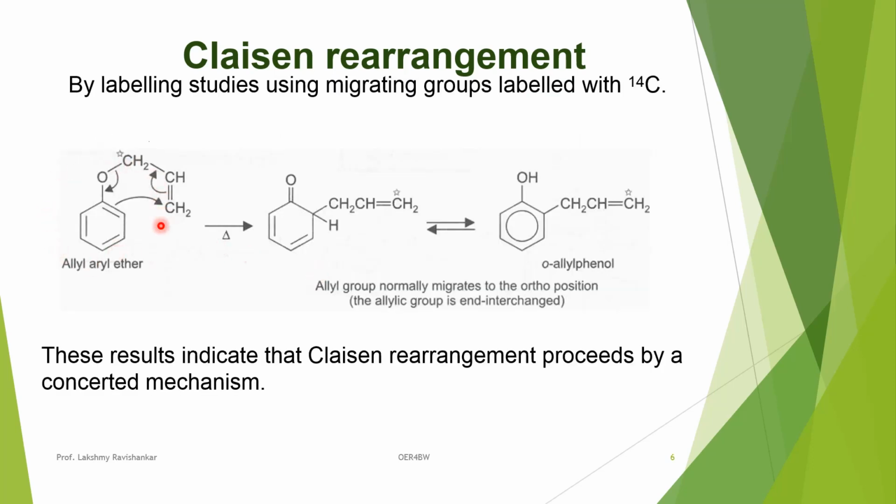So if you take this allyl aryl ether and you have this carbon which is attached to the oxygen as labeled, that is, it is isotopically labeled, then if it were a concerted mechanism, this should be occupying this position and it cannot be coming anywhere else in the product. And it has been found that when you do the Claisen rearrangement of this, the labeled carbon does come and occupy this terminal carbon position of the allyl in the substituted phenol. So these results indicate that the Claisen rearrangement indeed proceeds by a concerted mechanism.